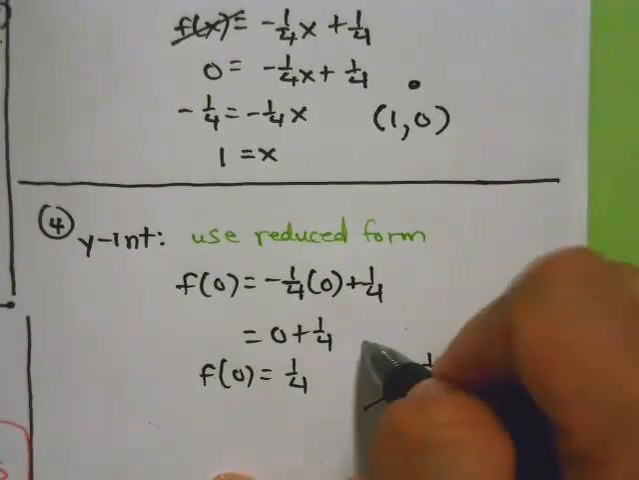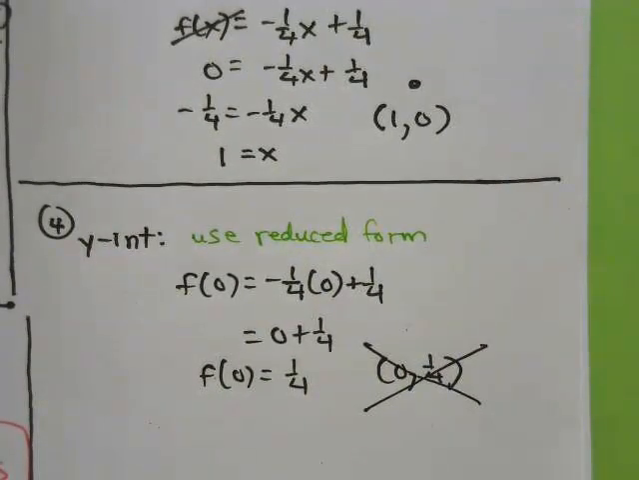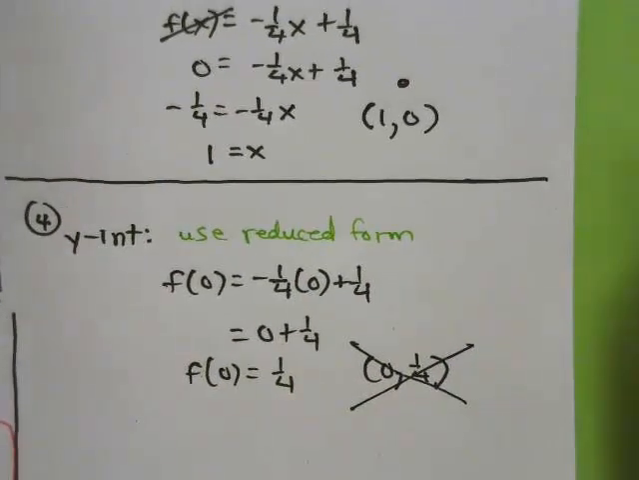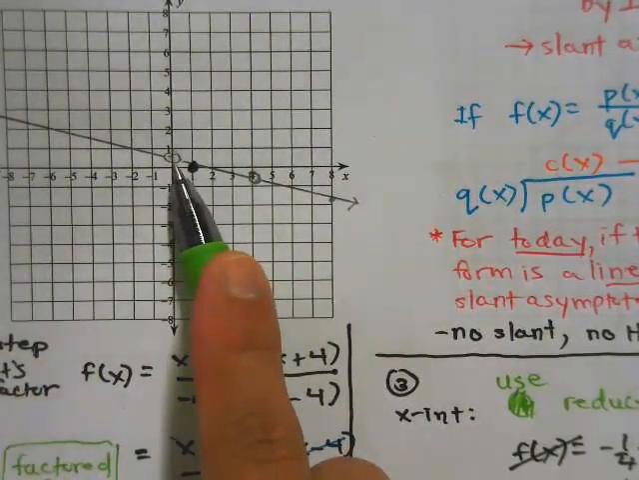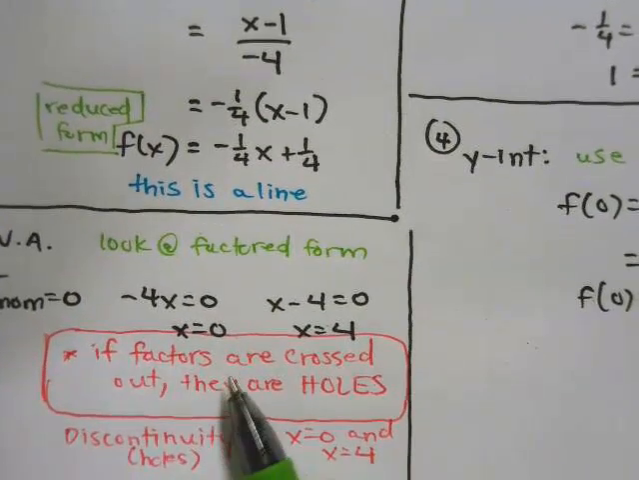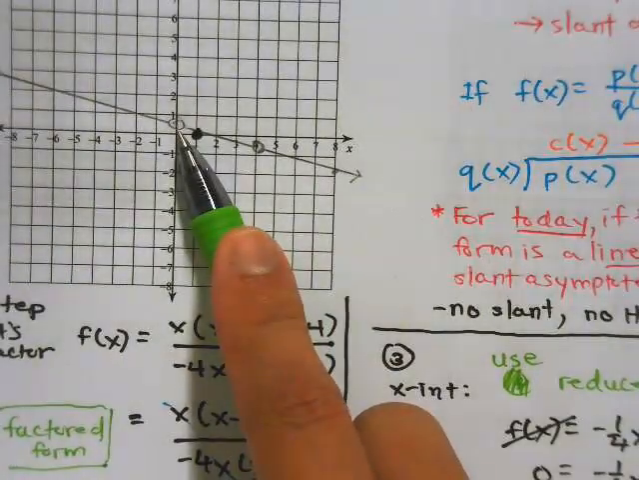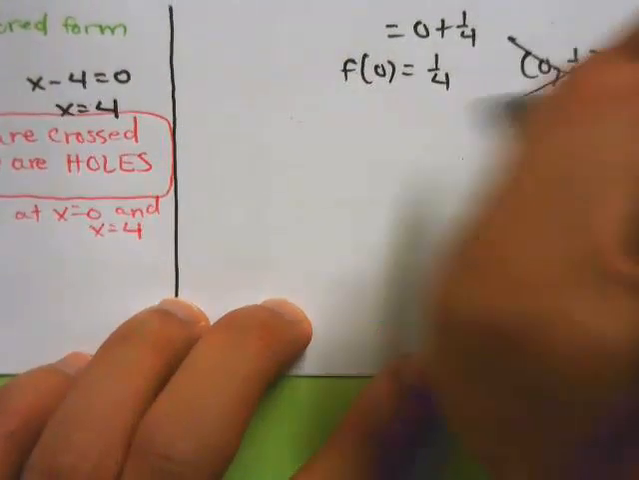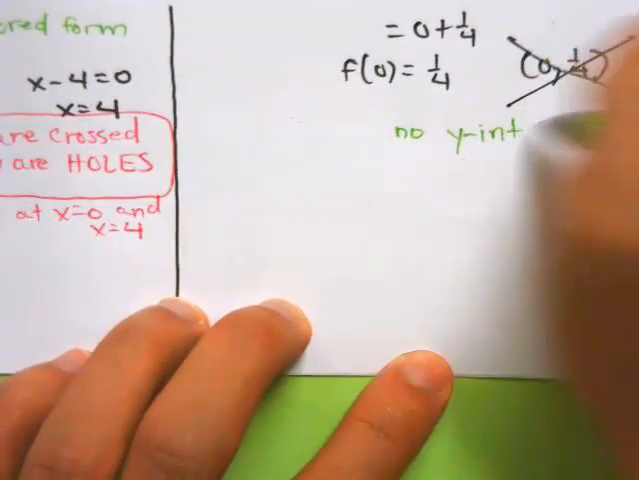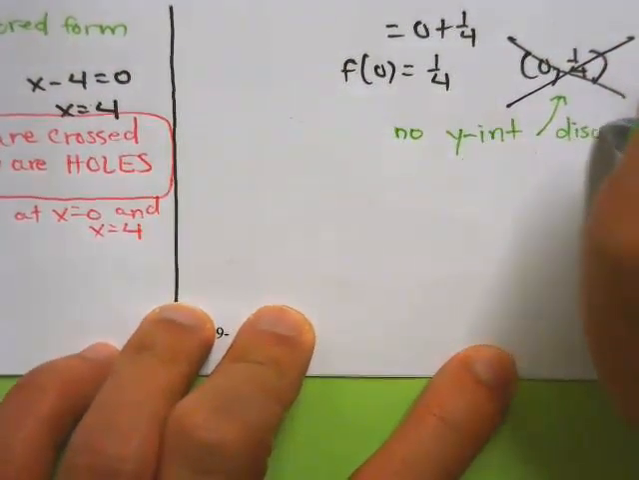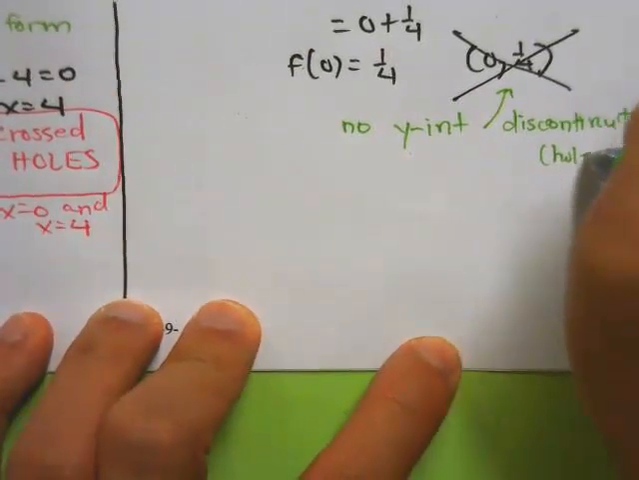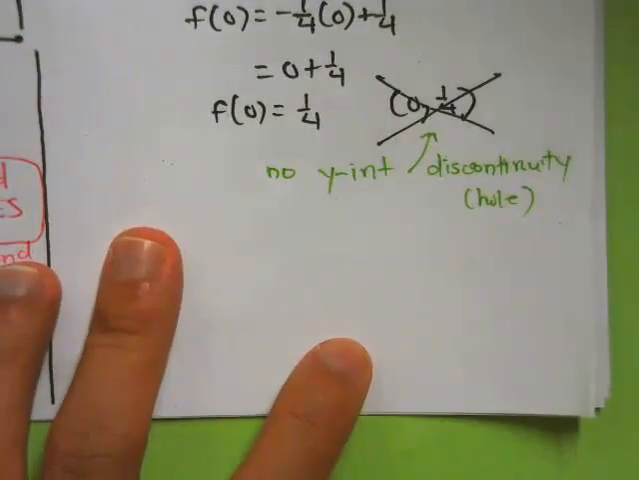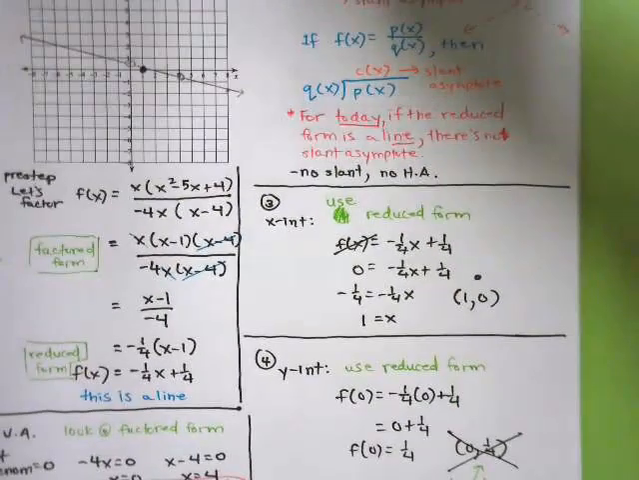But we're going to cross this out. Why are we crossing out the y-intercept? Because we have already established that there is a hole at x equals 0, which is pretty much your y-intercept. Okay, there's already a hole. There's a discontinuity at x equals 0, so no y-intercept because there's a discontinuity there. I know it's such a big word, but the synonym for that for you guys is hole. That's all there is to it.